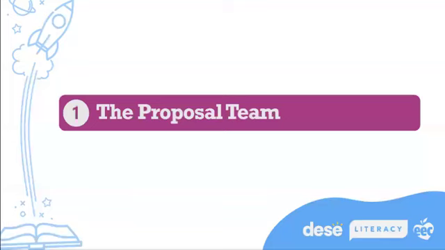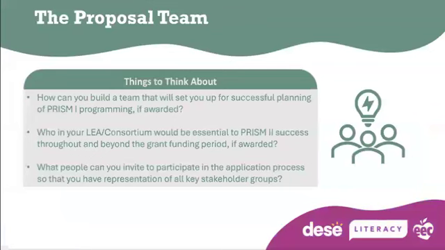Let's begin with a brief discussion about the proposal team. In order for PRISM II programming to be successful throughout and beyond the grant funding period, a variety of stakeholder groups across the community will need to be committed to and involved with the PRISM II at the onset. This can start with the proposal team. LEAs and consortia might want to think about what success will look like and how they can build a PRISM Council team that is representative of each key stakeholder group that will be essential to PRISM II's sustained success if awarded.